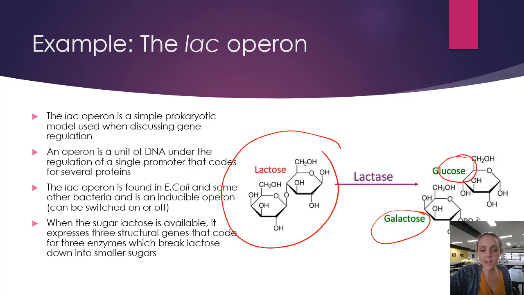Now, there's no point having this gene switched on if there's no lactose available, because it's wasting energy and it's going to be transcribing and translating into these proteins, enzymes, that have no lactose to act on. So this is why genes switch on and off at particular times based on the environment and what's going on at a cellular level.